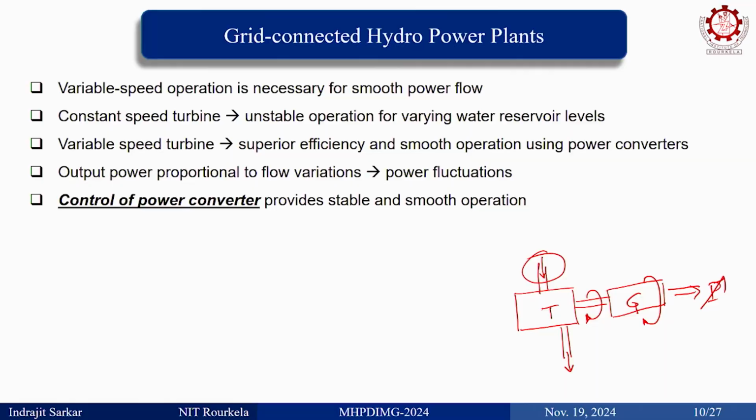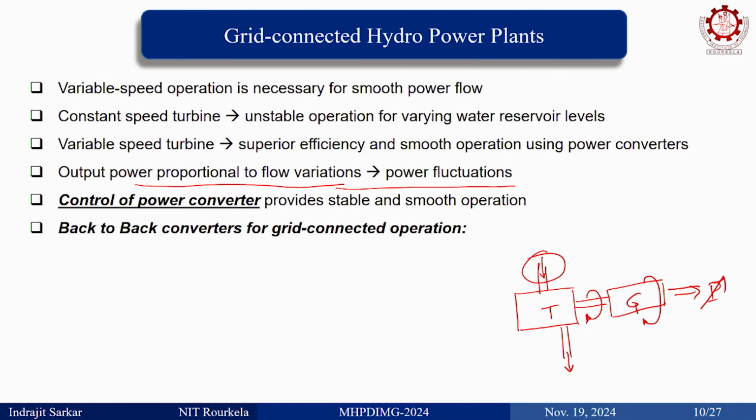If you have a constant speed turbine, it will not do, because the application is variable speed, and if you implement a constant speed turbine, there is nothing you are going to get out of it. Okay. So, output power is proportional to water flow rate. So, power fluctuations will definitely be there, as I showed in the characteristics. So, control of the power converter.